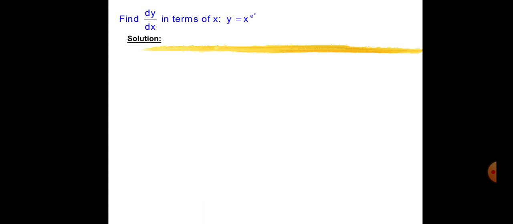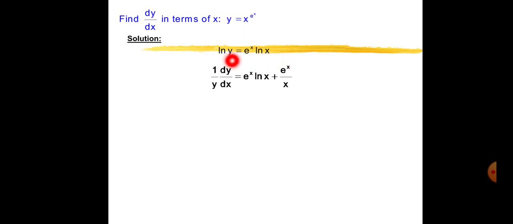Another problem here. If y equals x to the power e to the power x, find the derivative dy/dx of this function. By taking ln for both sides. Why should we take ln for both sides? Because from the rules of ln, we can put this power in front of the ln. So ln y equals e to the power x times ln x. So now the problem is very easy to solve.